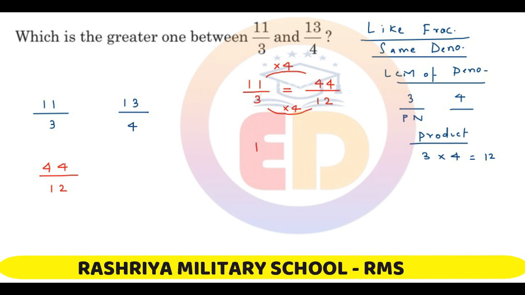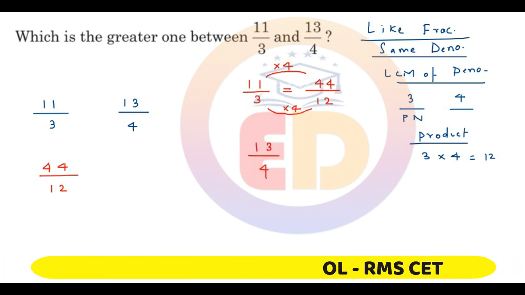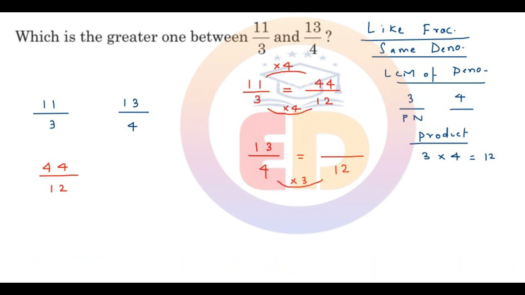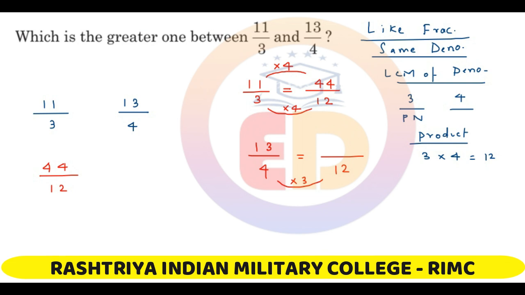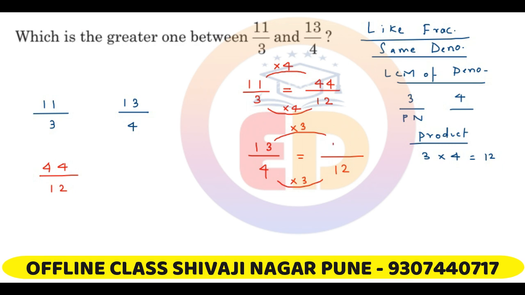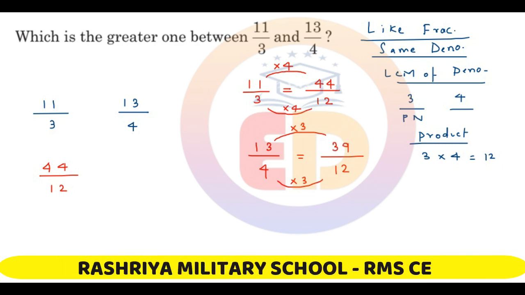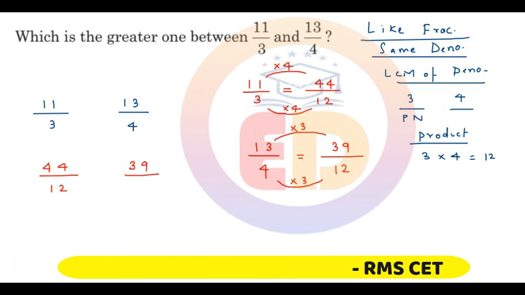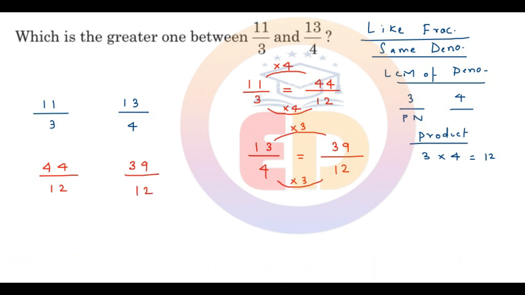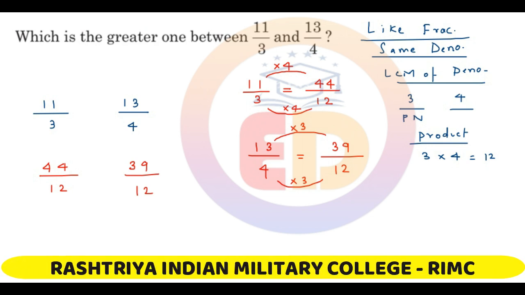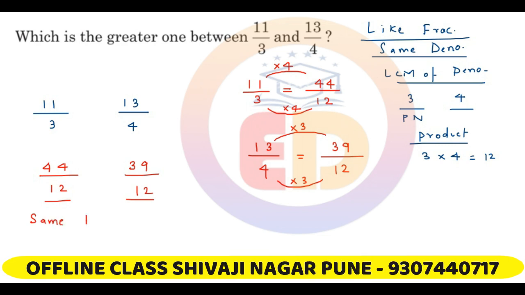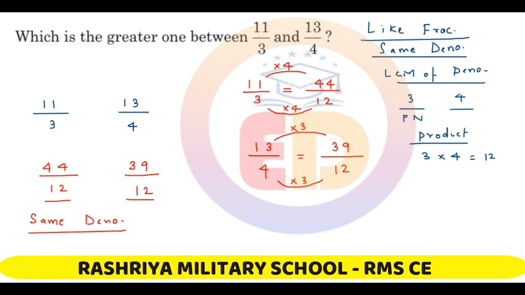Let us convert the second fraction 13 by 4. Let's convert the denominator 4 to 12. To convert 4 to 12, I have to multiply by 3. And if we are multiplying the denominator 4 by 3, I have to multiply the numerator also by 3. 13 into 3 will give us 39. So my fraction will be 39 upon 12. Now both the fractions 11 upon 3 and 13 upon 4 have been converted to 44 upon 12 and 39 upon 12, which have the same denominators. When two fractions are like fractions, or when they have the same denominator, then you just compare the numerators.